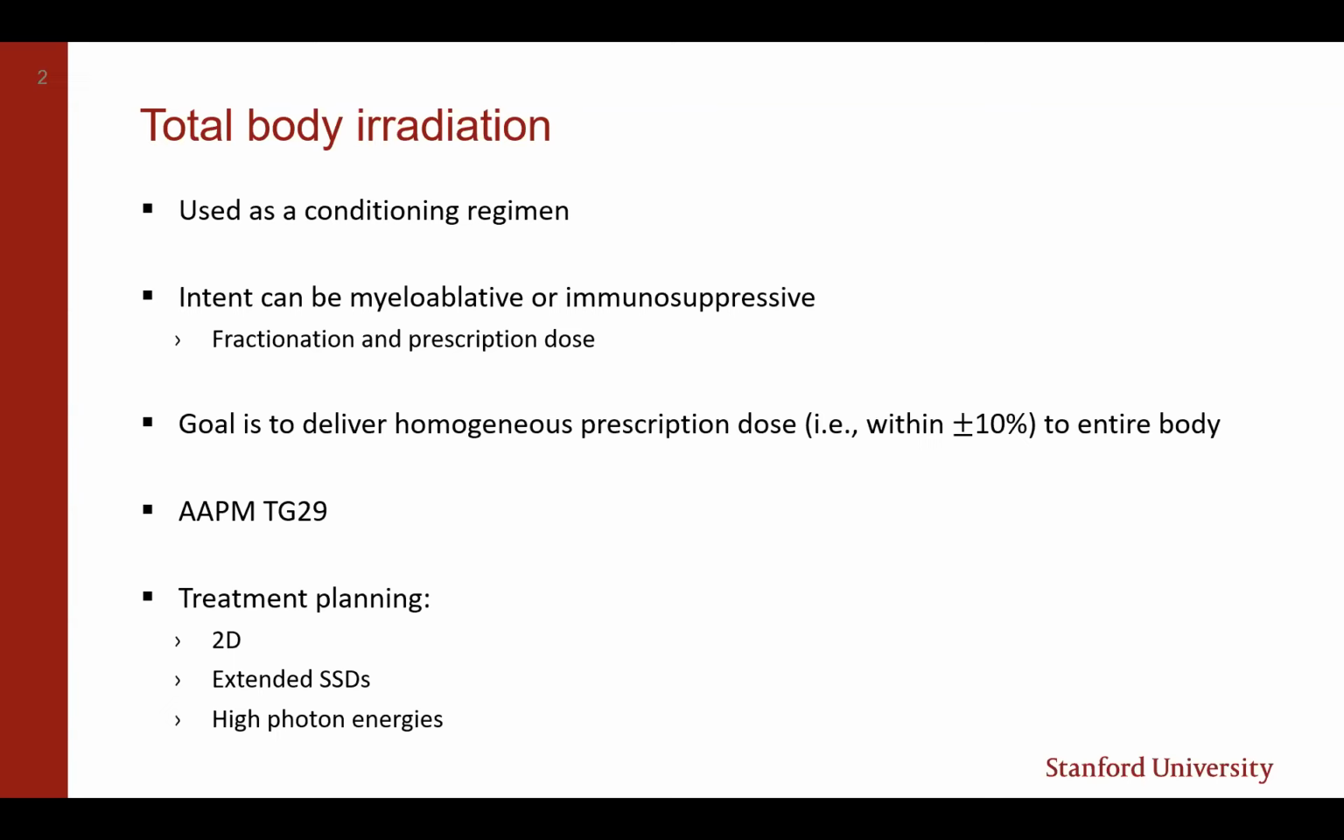There are many different techniques that can be used to achieve TBI, and many of them are outlined in the AAPM's Task Group Report number 29. But the ones that have been pretty widely adopted generally share some common characteristics: 2D treatment planning, where we treat the patient at extended SSDs, typically 4 to 6 meters, and we generally utilize high photon energies. We utilize both of these mainly to decrease the intensity falloff of the radiation beam with distance in the patient, and also attenuation losses.